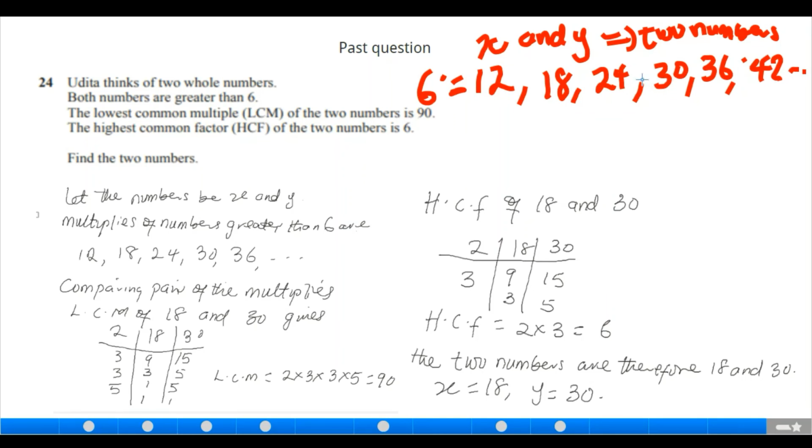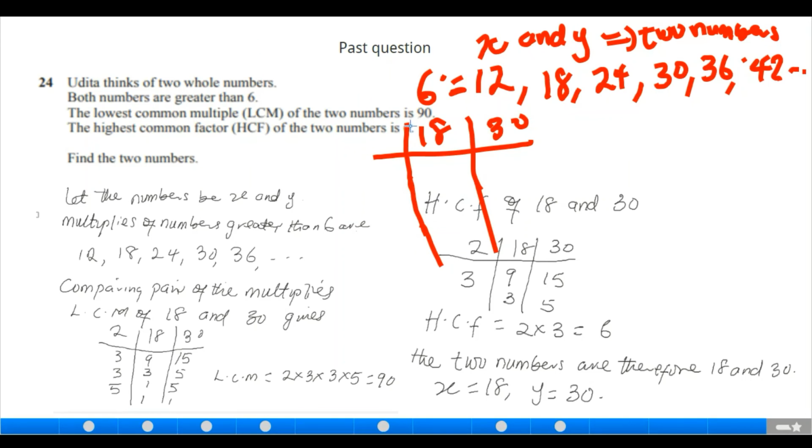So after doing that, let's try and see the HCF of 18 and 30 and the LCM of 18 and 30. So let's start with the LCM. Let's look at it. I want to give us another method there. So let's have 18 here and let's have 30. Let's look at the LCM. Now, if you want to do this, what you are going to be doing here is this.